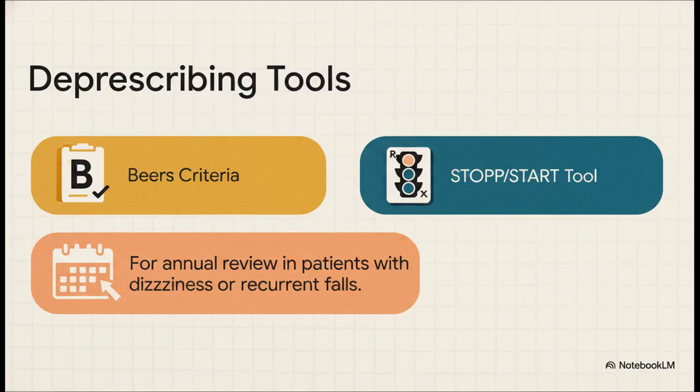Now, the good news is you don't have to reinvent the wheel to do this safely and systematically. These two tools, the Beers criteria and the STOPP/START tool, are your best friends here. They're the best validated checklists out there for geriatric prescribing. Honestly, making a review with one of these an annual thing for any older patient with dizziness or falls, that's a real game changer for your practice.